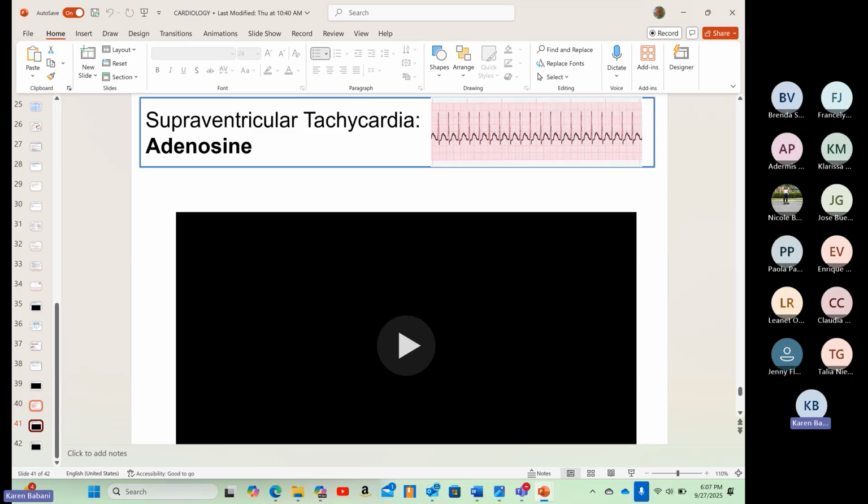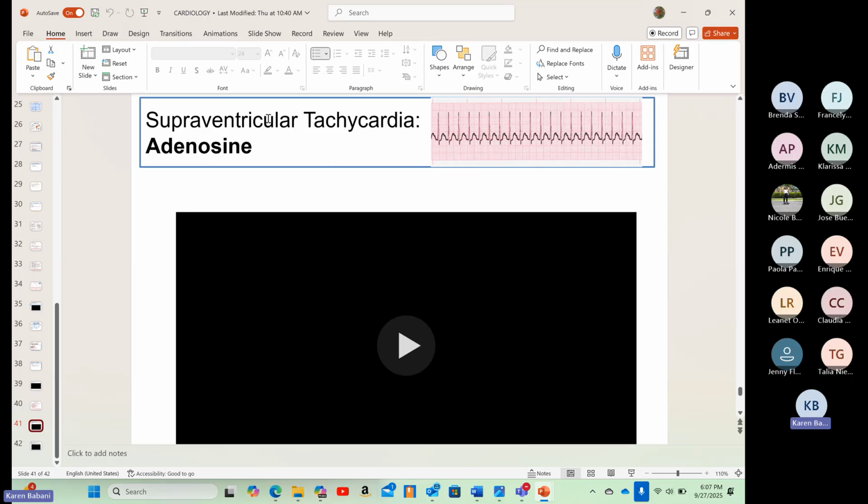Another one of those atrial or supraventricular dysrhythmias is supraventricular tachycardia. What does supraventricular mean? Supra means above, so above the ventricle, your atria. So this is basically just a fancy way to say it's a tachycardia that originates in the atria. The treatment for this is adenosine.